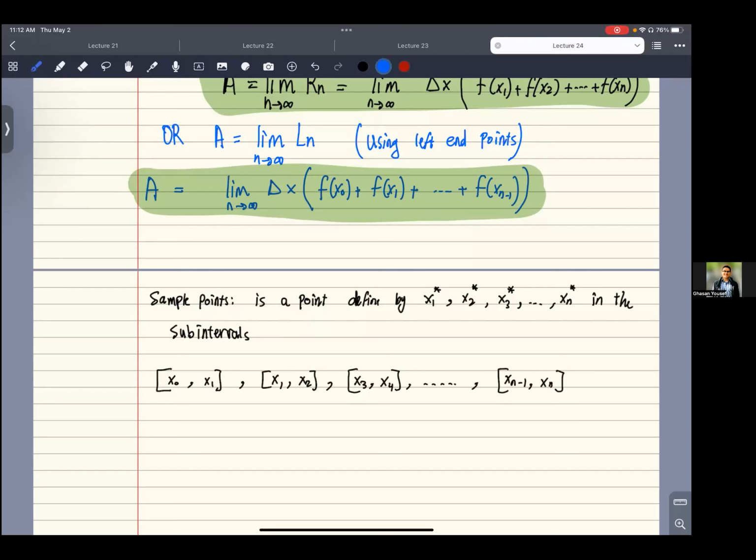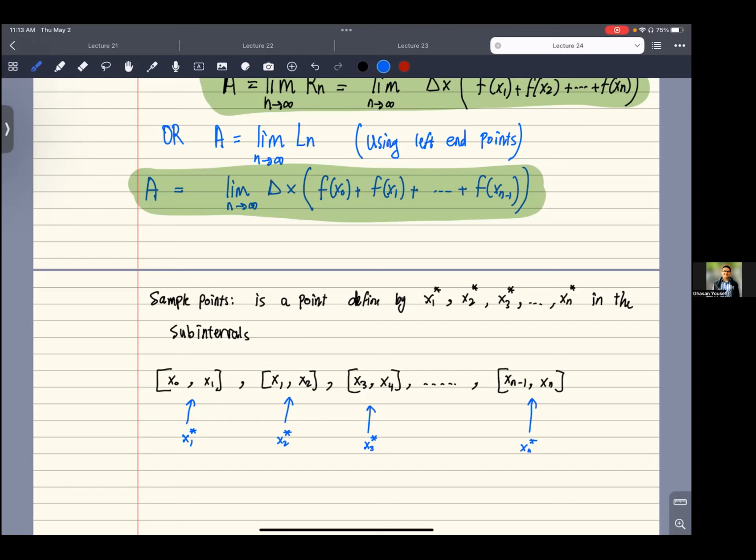So for each subinterval, we have a sample point. For the first one it is called x1 star. For the second one it is x2 star. For the third point it is x3 star. And here for xn star.